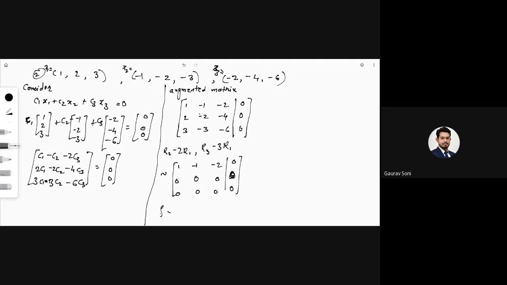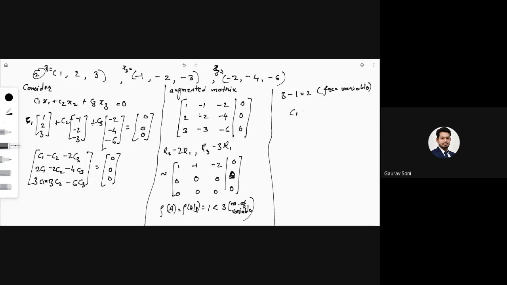Now the rank of A is equal to the rank of the augmented matrix, which is equal to 1, which is less than the number of variables, 3. So 3 minus 1, 2 are free variables. So 3 minus 1 is equal to 2 free variables. Let's rewrite the equation.